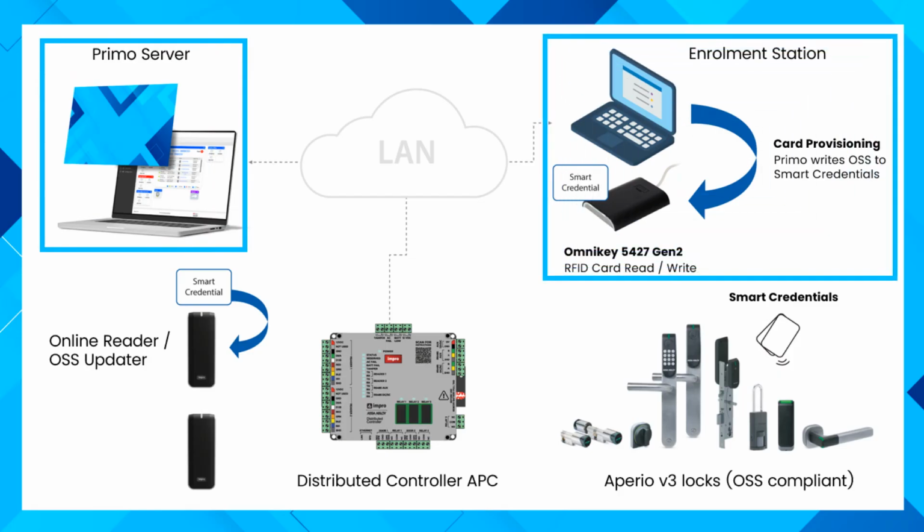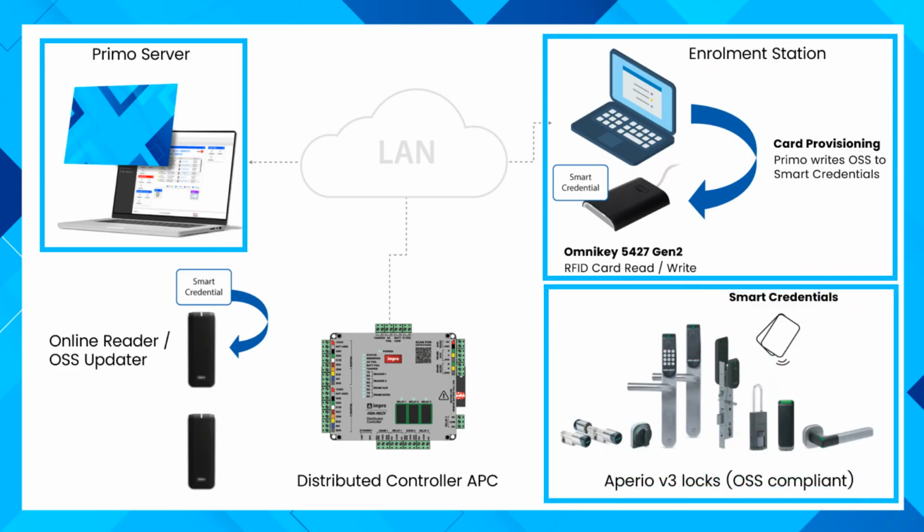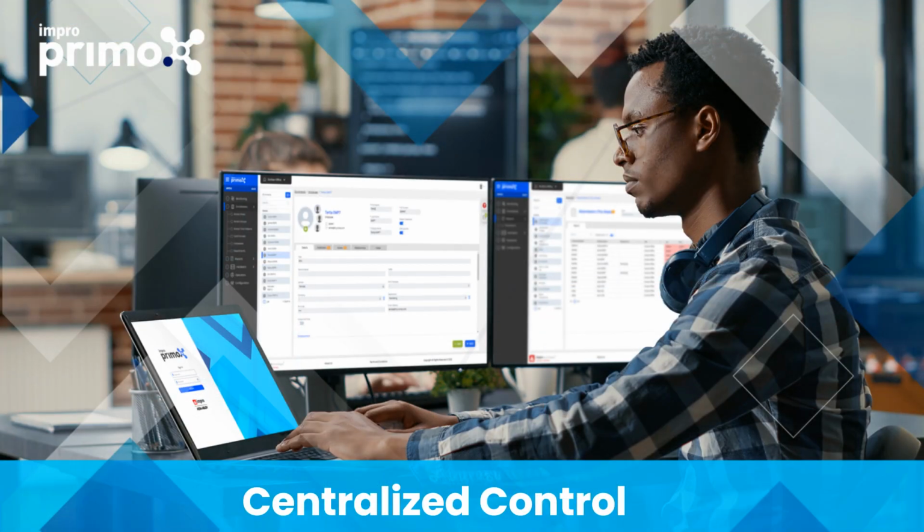During card provisioning, keys are securely written to the user's credential. Offline Aperio locks then read the credential and make the access decision locally, no live connection required. When the credential is later updated, audit information is returned to the system via the OSS updater. From an administrator's perspective, the process stays familiar and they can control large sites without reprogramming every lock.